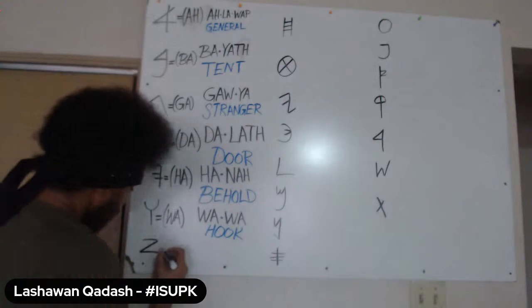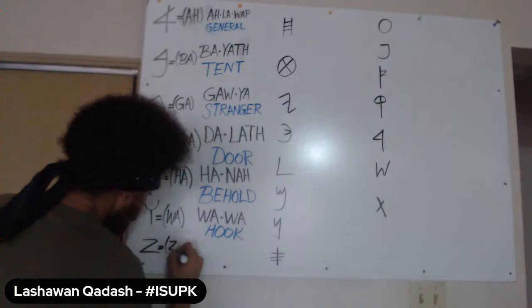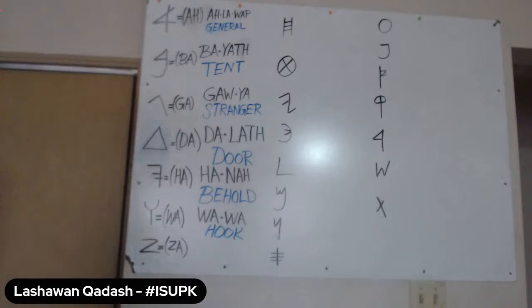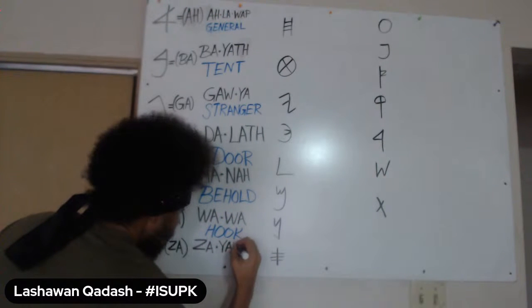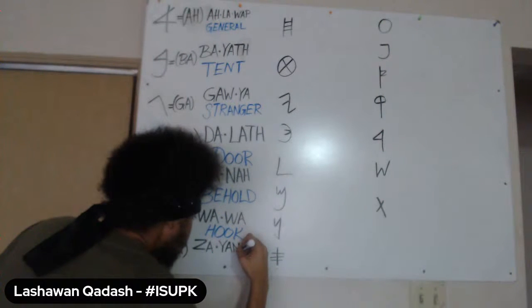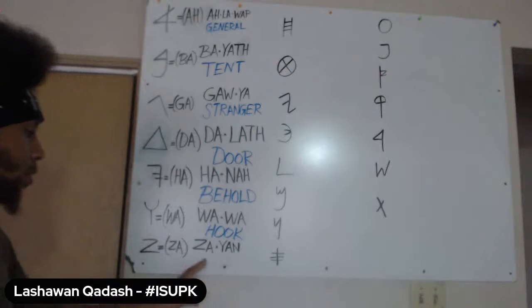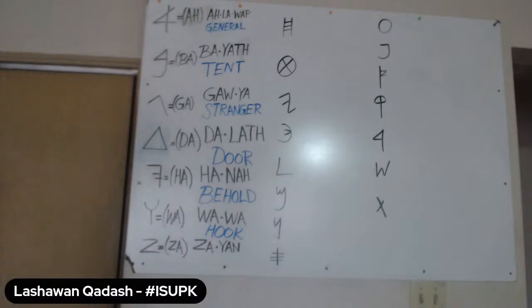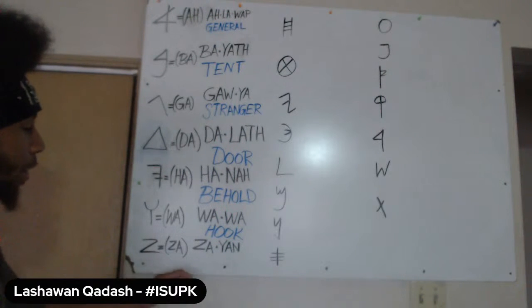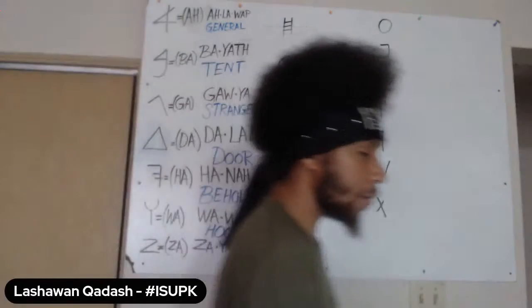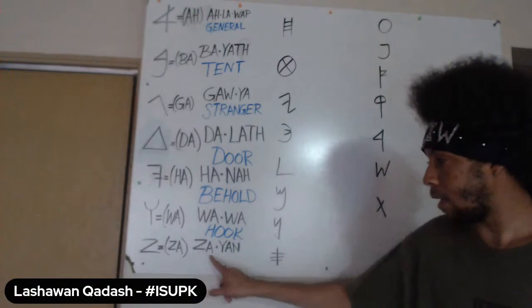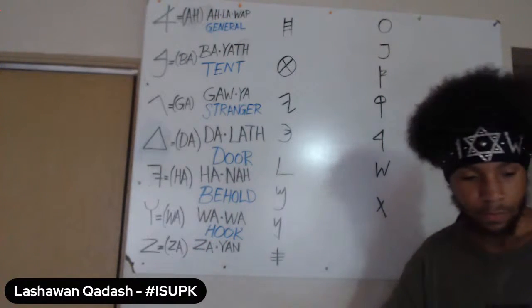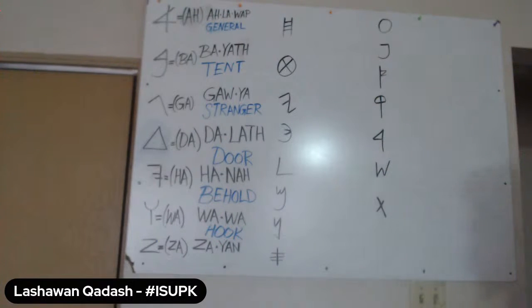Now we have Z, Z-A. The Hebrew word is Zayan. Like for example, we have a camp leader in Minnesota. His name is Qadash Zayan. When we talk fast, it sounds like there's an I, but there is not an I. It's Za and Yan. Some people say it differently, but Qadash Zayan is how you pronounce it, which means holy weapon.